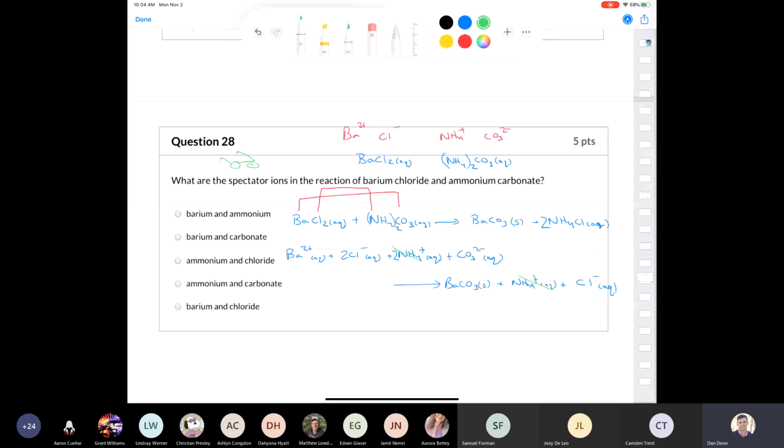Okay, where was I? I need to balance this out, so I've got 2 chlorides here. Okay, so what's the same on both sides? The 2 ammonium ions. I should balance that out. And what else? Our 2 chlorides, right? There we go. And so the spectator ions are, in fact, chloride and ammonium. So ammonium and chloride are the spectator ions.